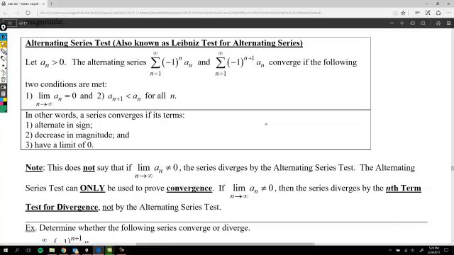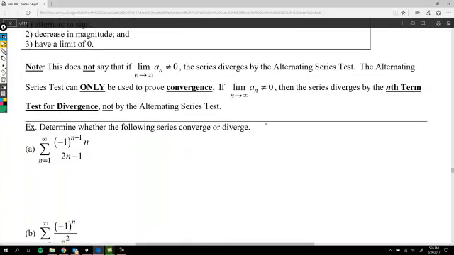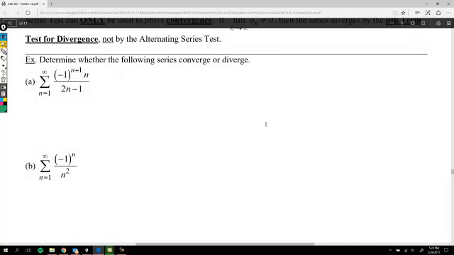Now, the interesting thing is, if you do the nth term test and you do not get 0, then it diverges just by the nth term test. But if you take the nth term test and it does give you 0, then with alternating series, if these other two things are true, it does converge. All right, so let's run through that.